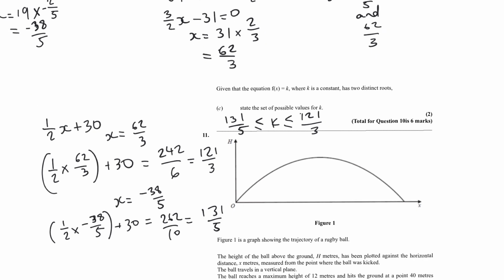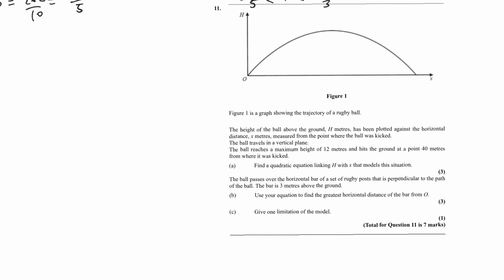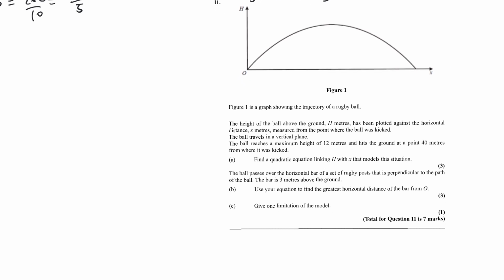Okay, and then moving on to the last question. So last question is question 11. So first thing, it's showing a trajectory of a rugby ball. It says the height of the ball above the ground is h meters, and it's been plotted against the horizontal distance x, measured from the point where the ball is kicked. It says the ball travels in a vertical plane.